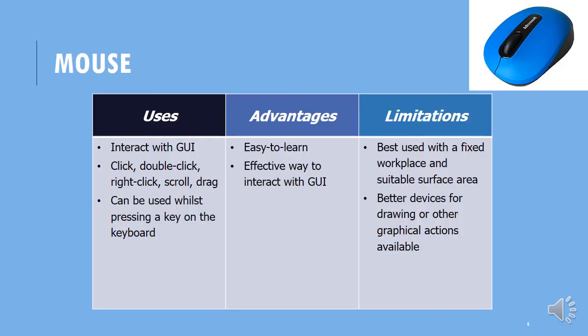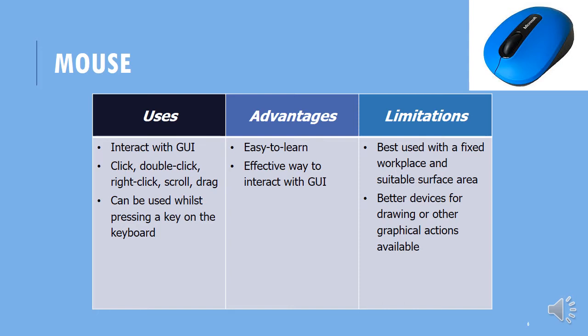A mouse is our second most important input device. It's made for interacting with the GUI. Remember, GUI means graphical user interface, and it's all the little pictures that you see on your Windows screen. All the actions you can do is to click, double click, right click, scroll and drag. And the mouse can be used while you're pressing a key on the keyboard as well, and you get different commands this way. The advantages are it's easy to learn, it's an effective way to interact with the GUI.